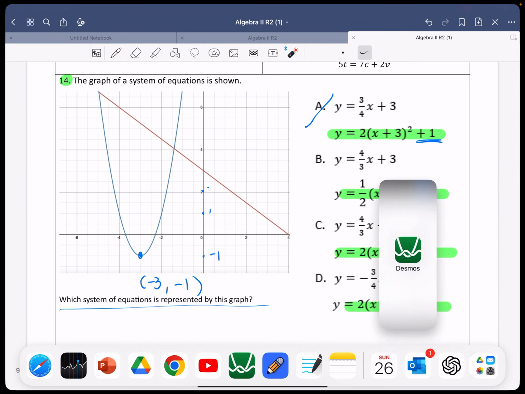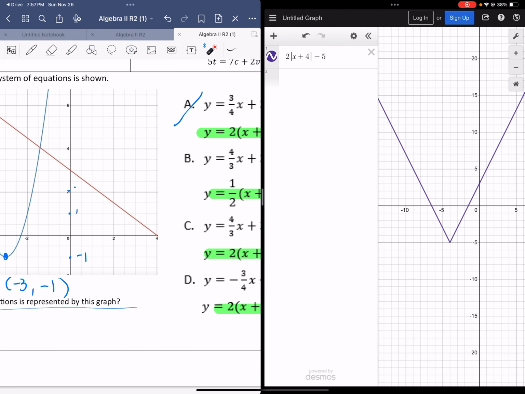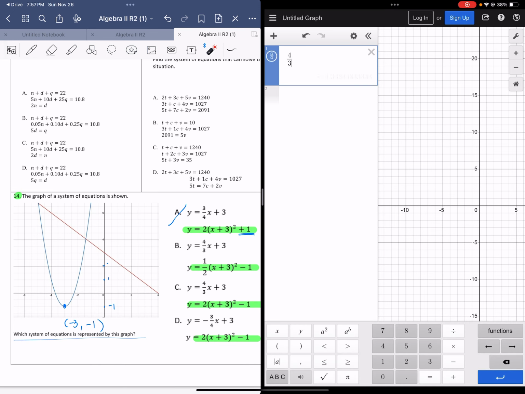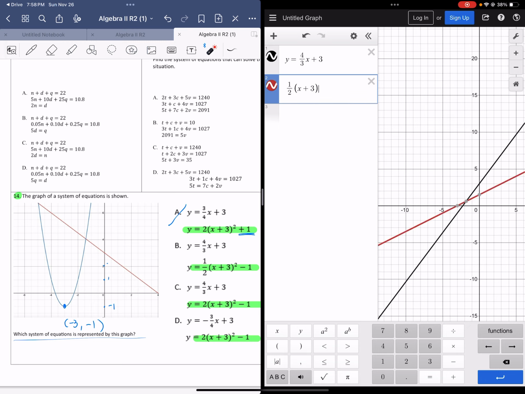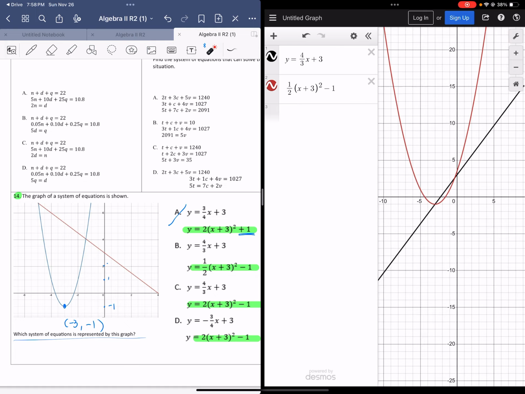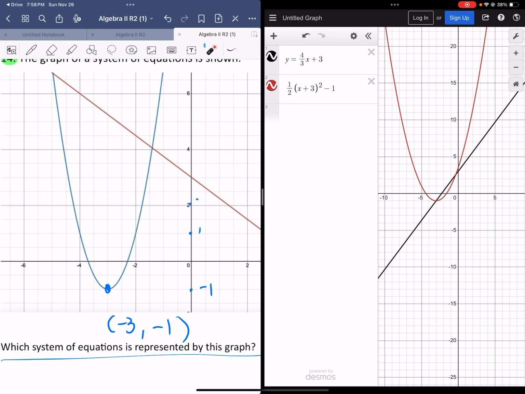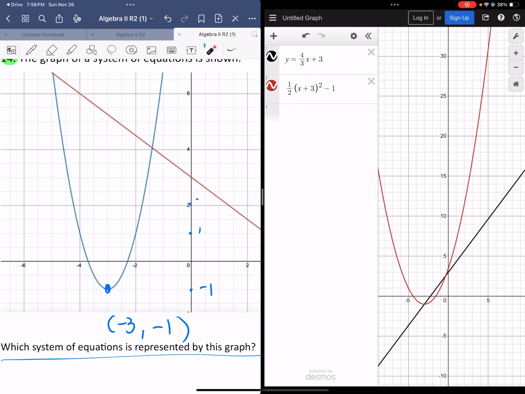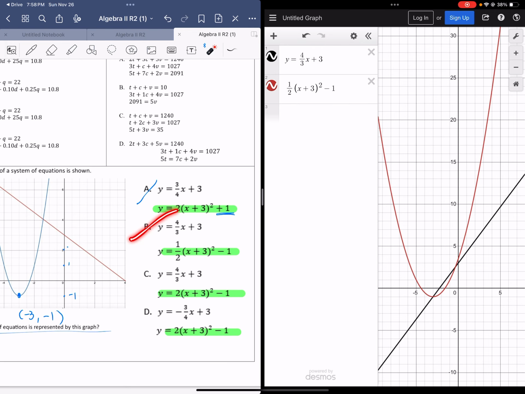I went over this in class a long time ago. I will just choose B and see if it matches. 4/3 x plus 3, and I forgot y equals, although it does not really matter. And 1/2 x plus 3 squared minus 1. So let's look at this. Do they look the same, this one and this one? I mean, not even close. The direction of the line is totally different. So it cannot be B.